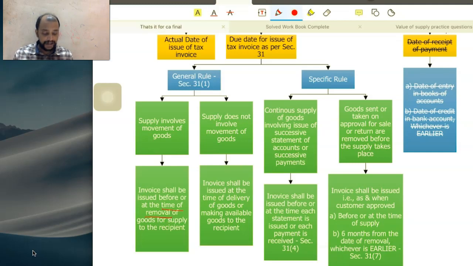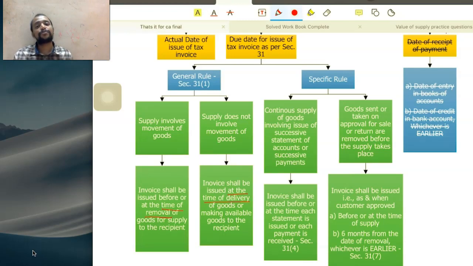If supply does not involve movement of goods, at the time of delivery. So if supply involves movement of goods, at the time of removal. If supply does not involve movement of goods, what does it mean? Supply does not involve movement of goods. You are coming to my location. I am seller. You are buyer. You are coming to my location and you are purchasing. I am delivering it there. So that itself will be taken as the due date of invoice.